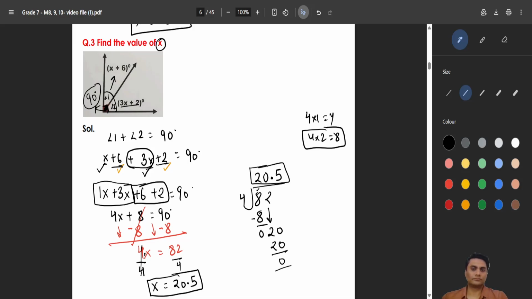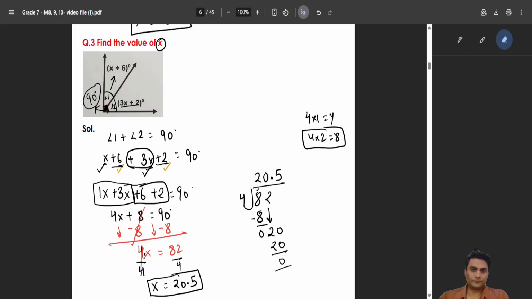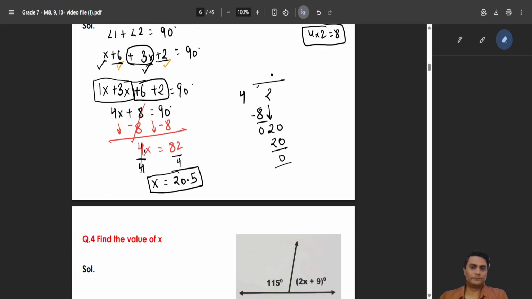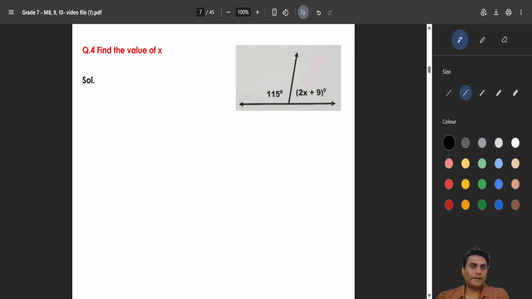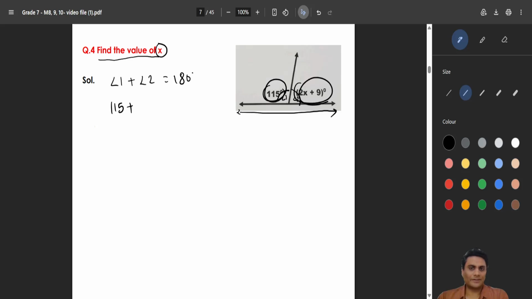Okay, now this is done, right? Find the value of x. Now, as you can see, this is a straight line. Let's say this is angle 1, let's say this is angle 2. Straight line means angle 1 plus angle 2 should make 180 degrees. Angle 1 is 115. Angle 2 is 2x plus 9, so 2x plus 9 equals 180 degrees.